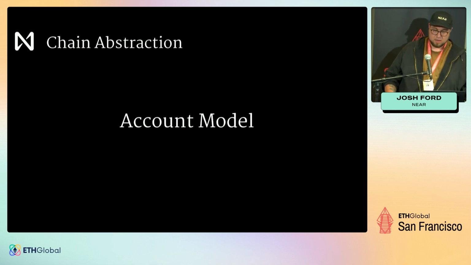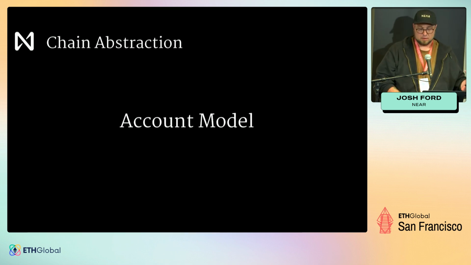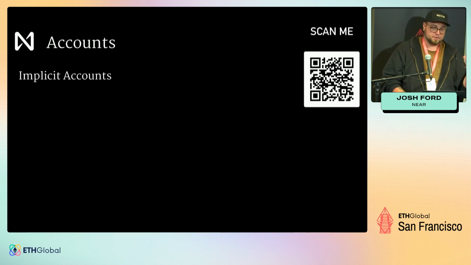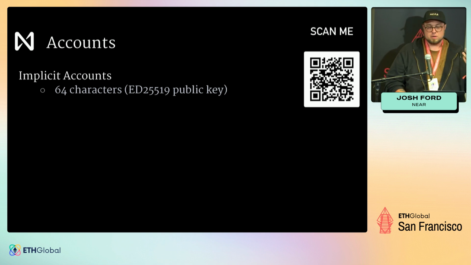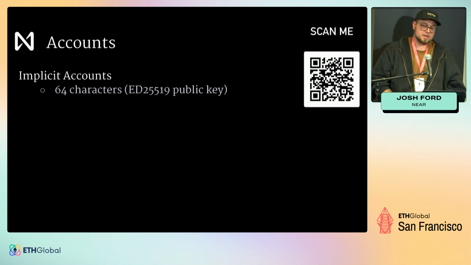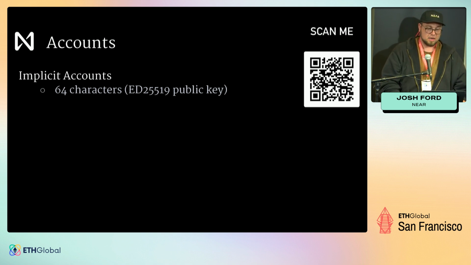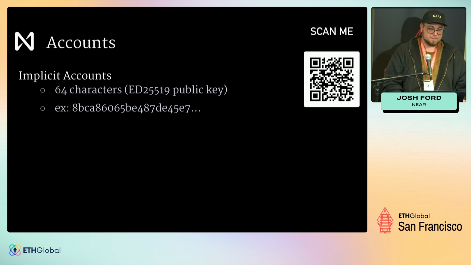So, chain abstraction, what is this about? Well, it really starts, before we started talking about chain abstraction, with the account model. With the account model on Near, there are basically 2 different types of accounts that you can have. The first one is probably what you're all familiar with coming from Ethereum: implicit accounts. We use curve 25519, 64 characters, and basically your public key would be your account, an implicit account. No need to fund that. This is an example.